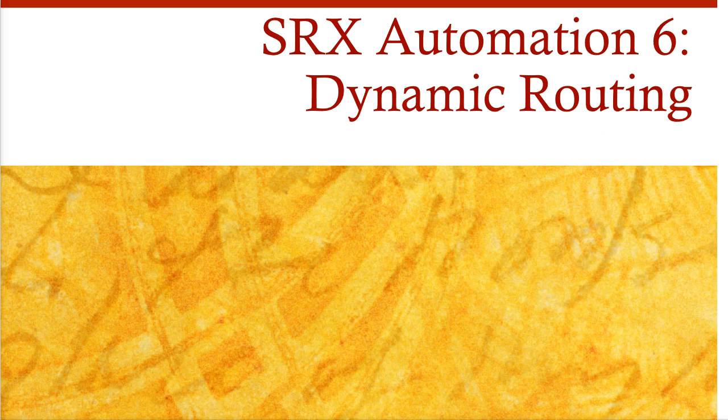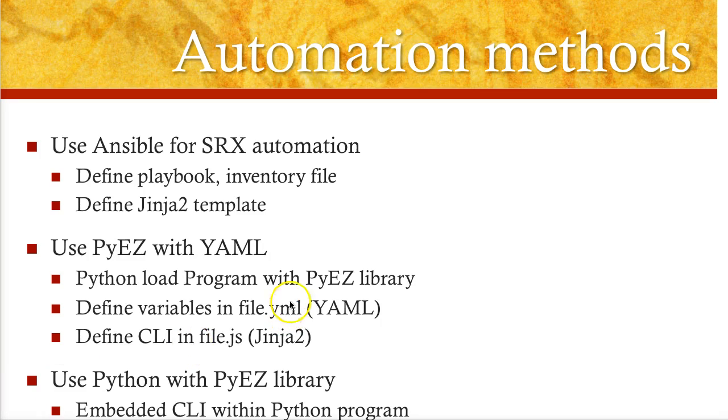Let's go through what we need to do in this lab. We have shown you different automation methods. In the first lab, we used Ansible for the SRX automation. We defined a playbook, an inventory file, and a Jinja2 template, and used the ansible-playbook command to set the SRX configuration. The second way we did it was using a Python program to read a YAML configuration file.